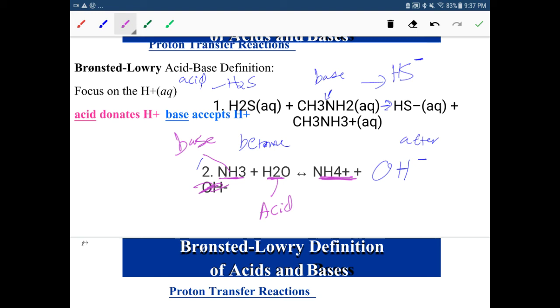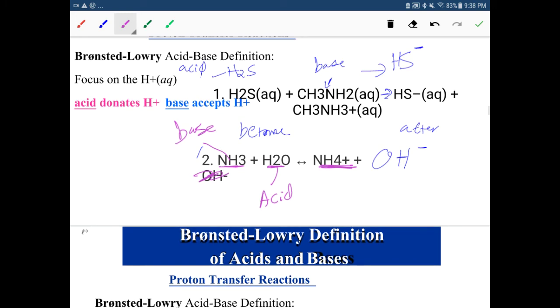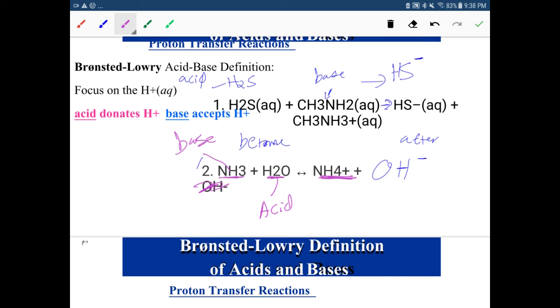All right, that's pretty much it. When the question asks you to identify which one is the acid and which one is the base, it's asking about the reactant side. Once we get to the conjugate acids and bases, that's when you have to look at both sides and identify which one is the acid and which one is the base.